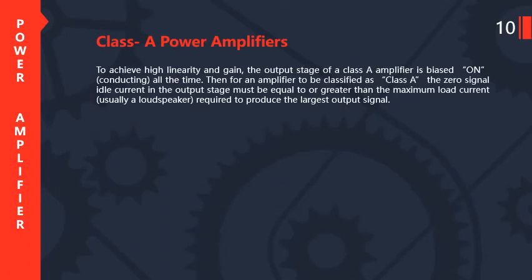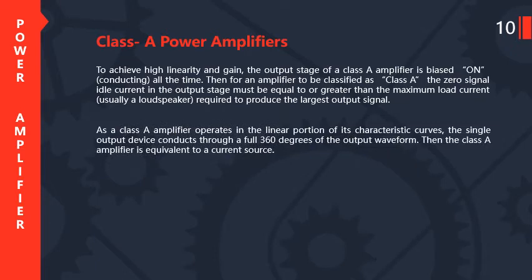To achieve high linearity and gain, the output stage of a class A amplifier is biased on all the time. Then for an amplifier to be classified as class A, the zero signal idle current in the output stage must be equal to or greater than the maximum load current required to produce the largest output signal.